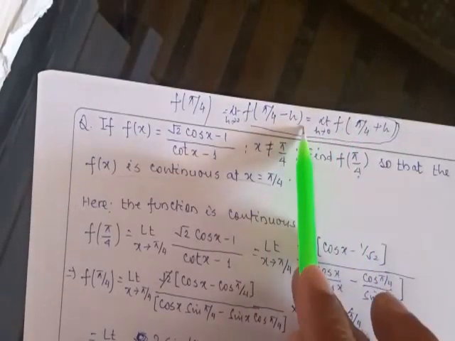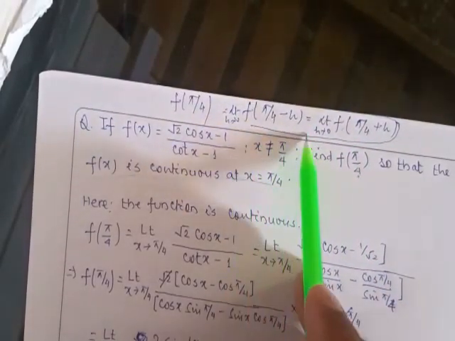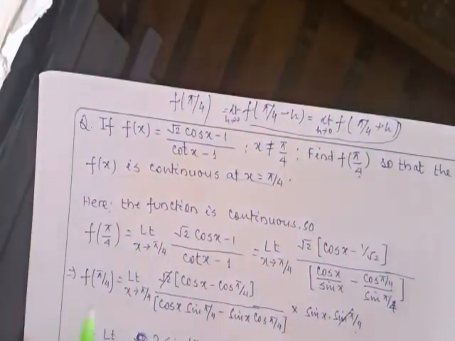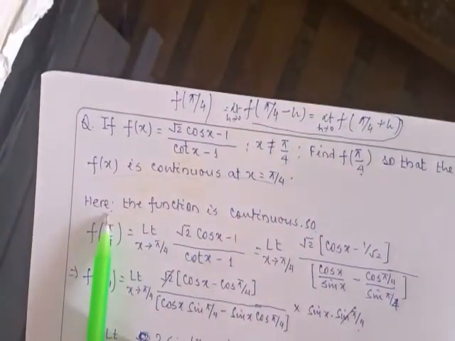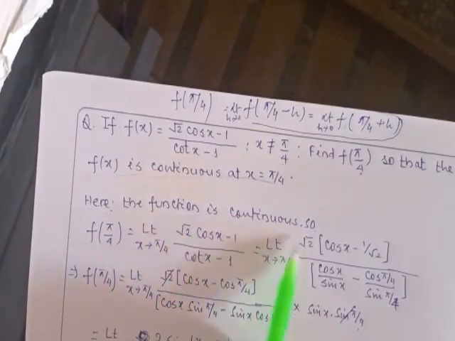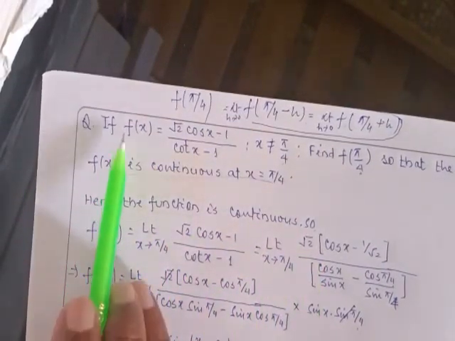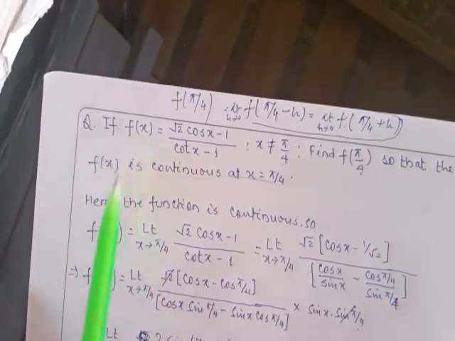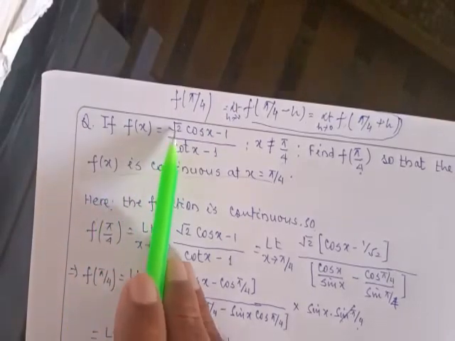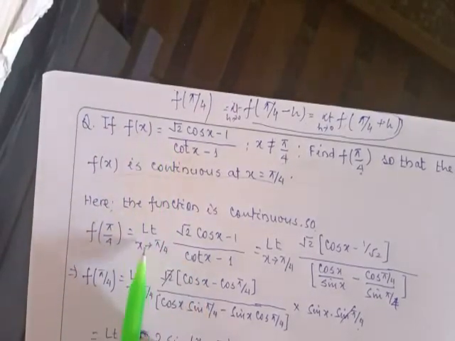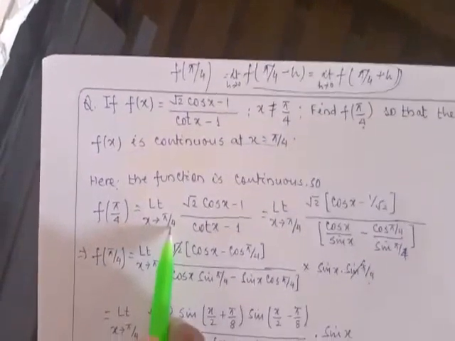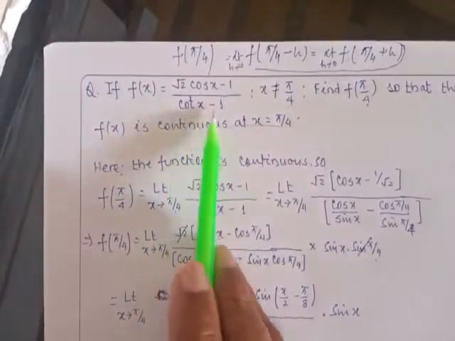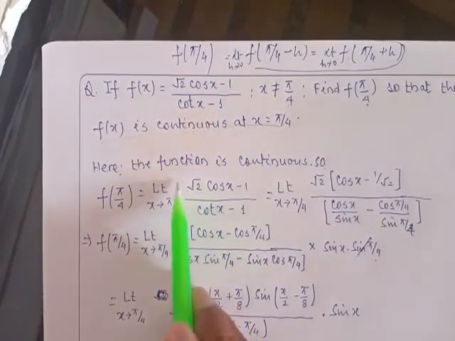Here you have to proceed in the way that the limit exists because the function is continuous. See what is written here, the function is continuous, so calculate the limit, calculate f(pi by 4). So here we should put limit x tending to pi by 4 of (root 2 cos x minus 1) upon (cot x minus 1). Simplify this one.